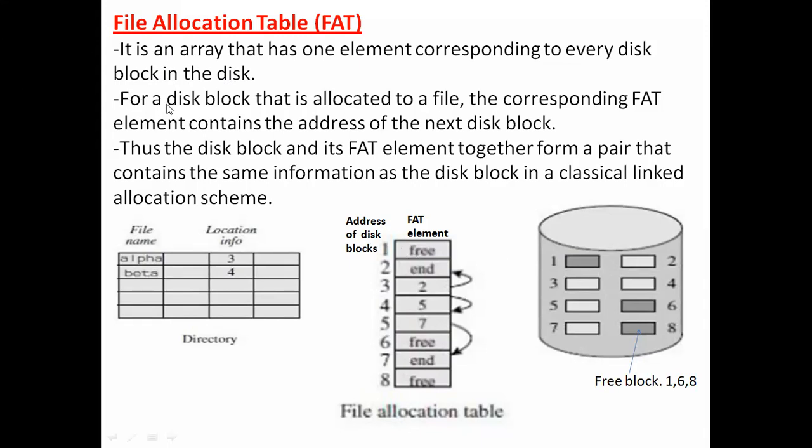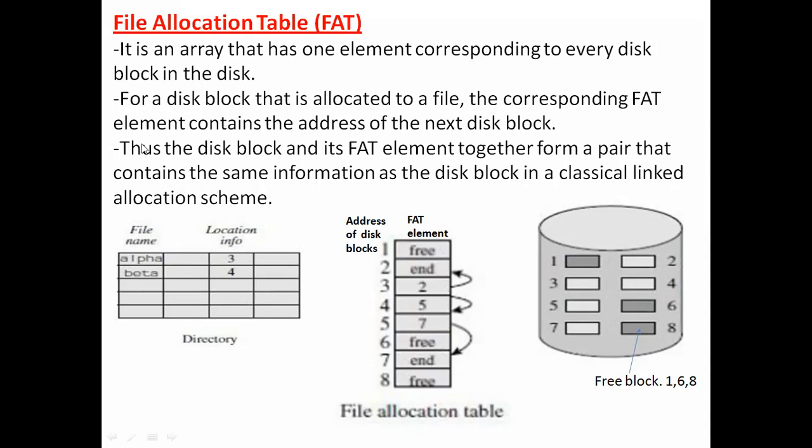For a disk block that is allocated to a file, the corresponding FAT element contains the address of the next disk block. As you can see here, the disk block with address 3 has the address of the next disk block, which is 2. Again, this FAT element 2 is pointing to the end, which means that is the end of the record.